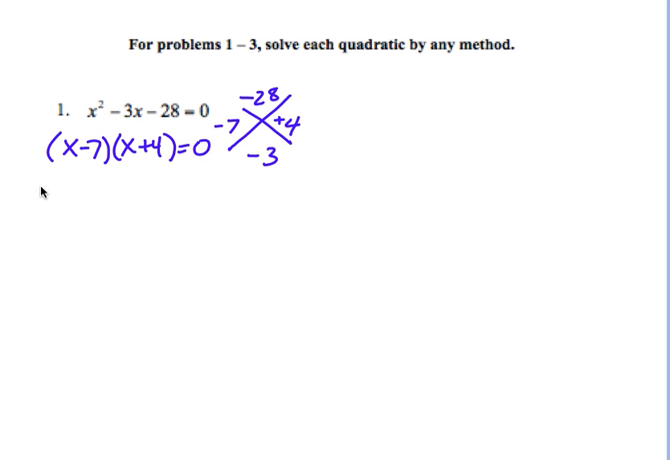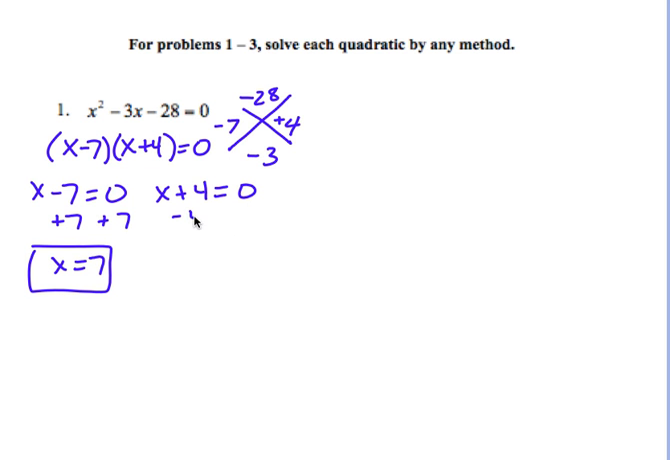And to solve it, you've got to set each one equal to 0. So you set x minus 7 equal to 0, and you set x plus 4 equal to 0. Add 7 to both sides, so that gives you 7. And for this one, you would subtract 4, and that would give you negative 4. So your answers are 7 and negative 4. If you wanted to do the quadratic formula, you could have. I don't think many of you chose that option, though. Most of you tried to graph it, and you would just put the answer down.